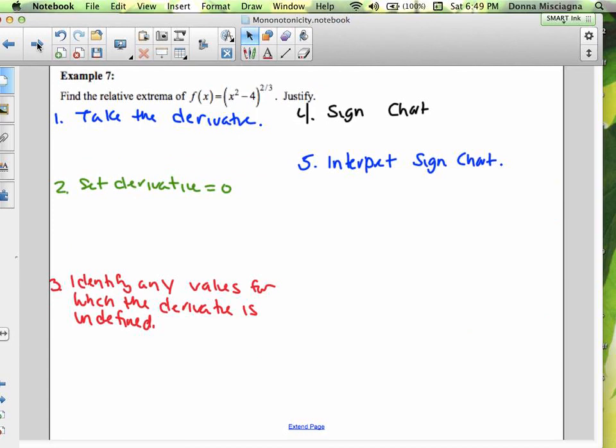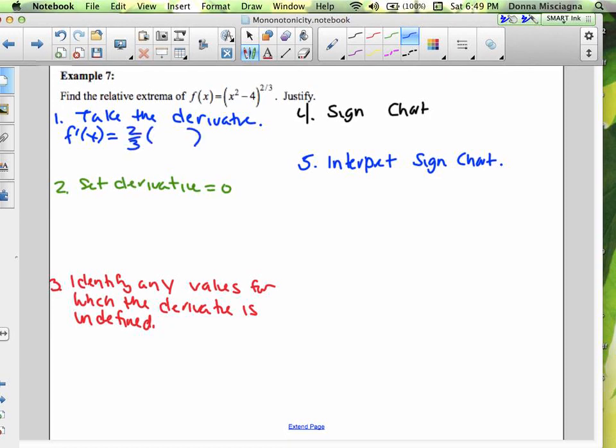All right, so we want to find the relative extrema of f of x equals x squared minus 4 to the 2/3. We have a chain rule. So f prime of x equals, we got blop to the 2/3 power. That's going to be 2/3 blop, and then subtract 1 to the negative 1/3. Of course, the blop is x squared minus 4, and we got to take the derivative of the blop, which is 2x.